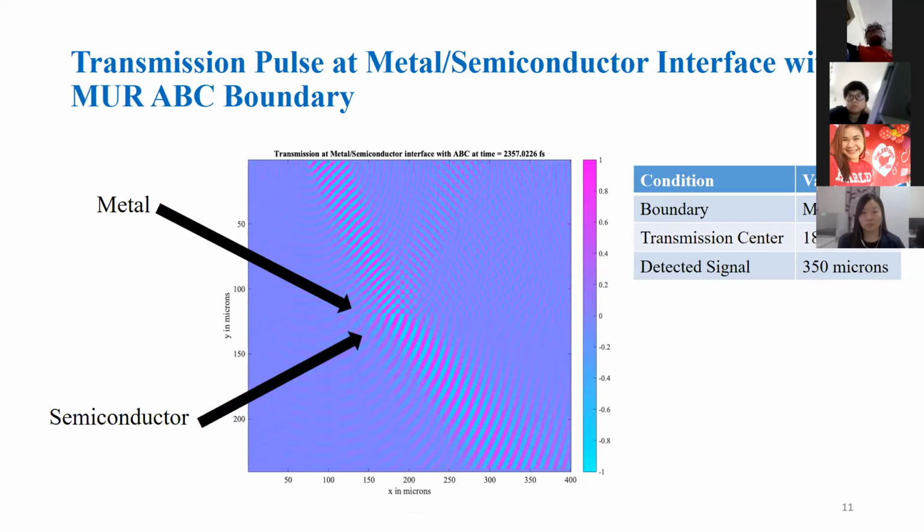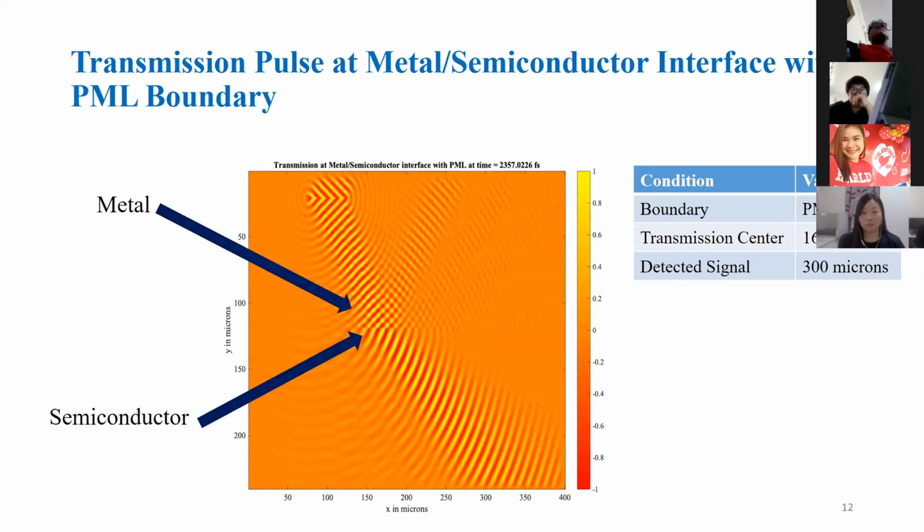In this result figure, we see the transmission path at metal and semiconductor interface with MUR absorbing boundary condition. We can see the transmission center at about 180 micron scale. So we can detect the transmitted signal at about 350 micron scale. This result is the transmission path with PML boundary condition. We can see the center of transmission at about 160 micron, and then we can detect the transmitted signal at about 300 micron.